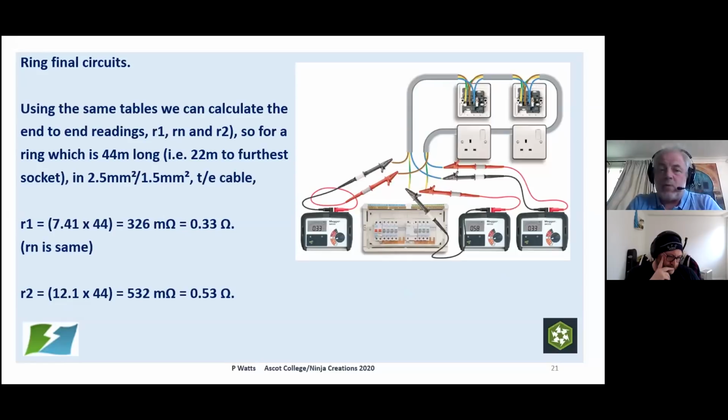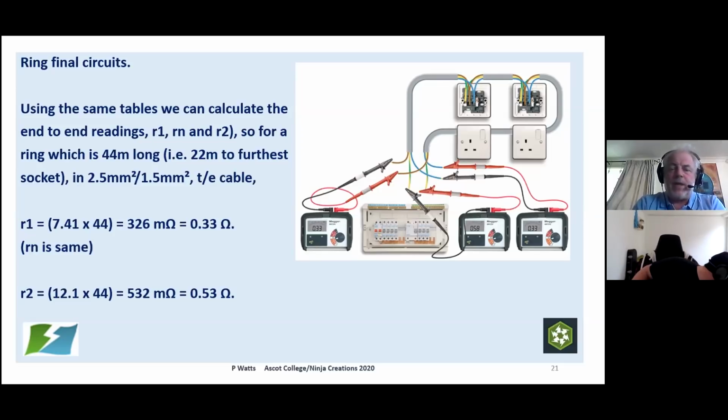Using the same tables, we can calculate the end-to-end readings, the R1, the Rn, and the R2. This is little r1, little rn, little r2, and these go on our test sheet. There's actually a box for them. So if we've got a ring which is 44 meters long, in other words, 22 meters to the furthest socket, wired in a 2.5 and a 1.5 CPC, again using the tables, and this time we're not worrying about temperature, I've done it at 20 degrees C.